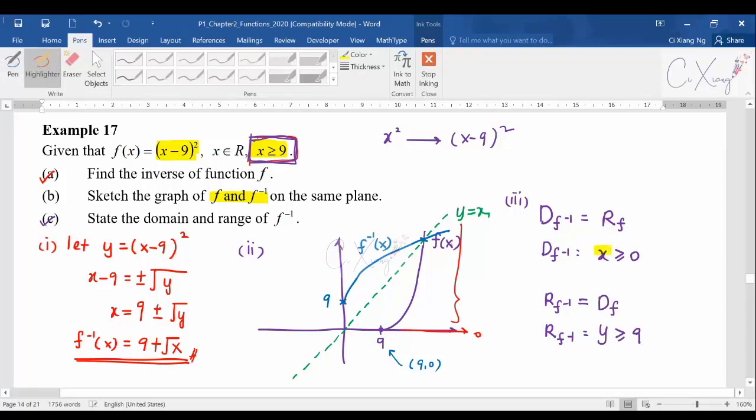Okay, so when you want to find the domain and range for the inverse function, usually you just refer back to the domain and range of the original function. So this is one particular question about the inverse function, about a quadratic expression, and also how to sketch a graph correctly.